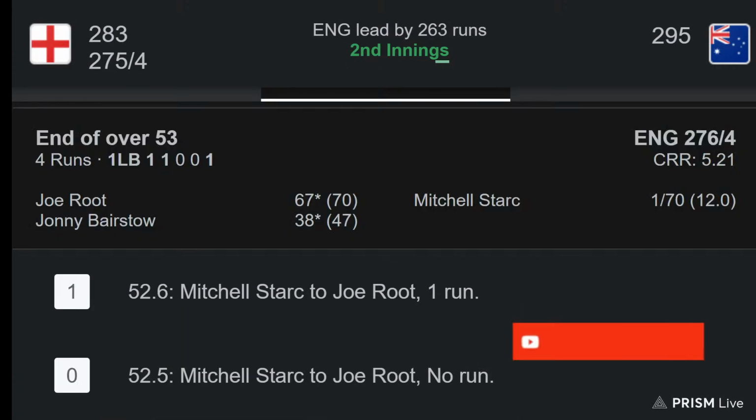Mitchell Starc to Joe Root, 1 run. So the total is 4 runs in this over number 53. Joe Root 67 of 70 and Jonny Bairstow 38 of 47. Mitchell Starc 1 for 70 in 12 overs. England 276 for the loss of 4 wickets. The current run rate is 5.21.